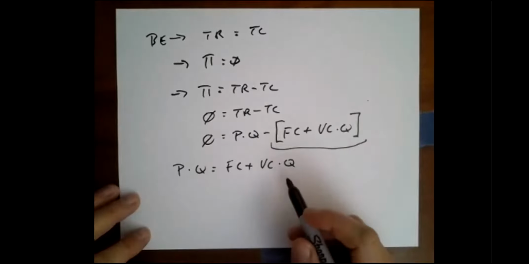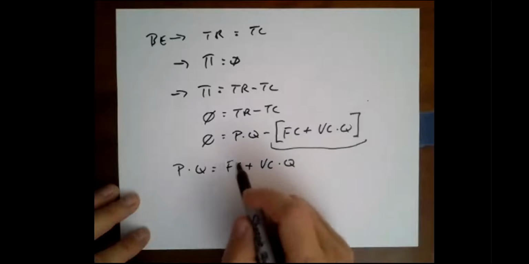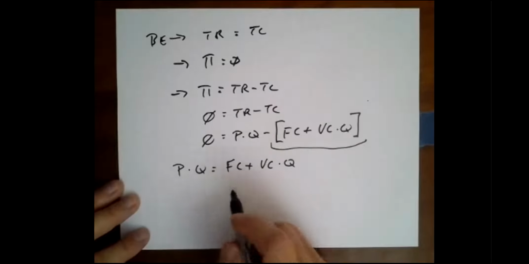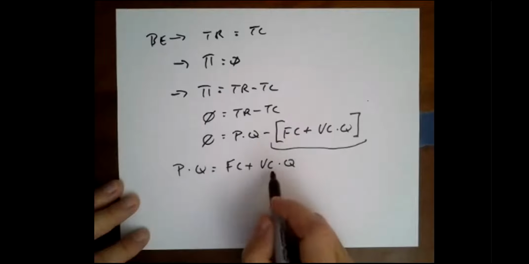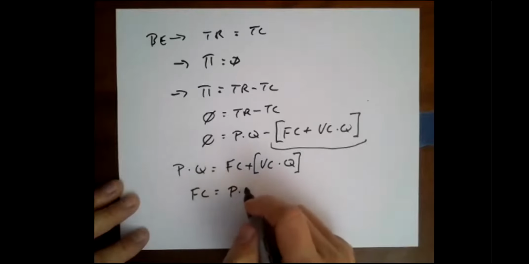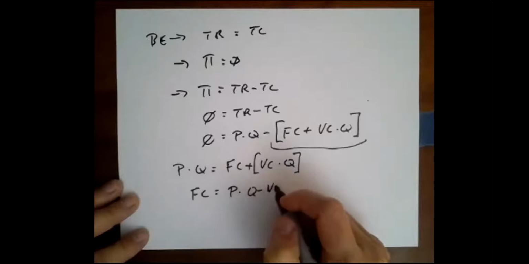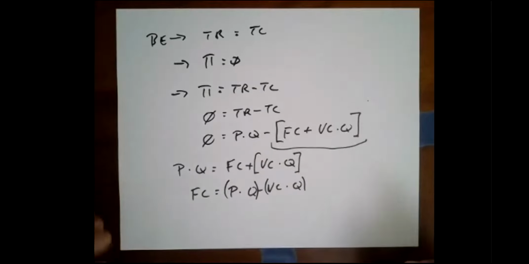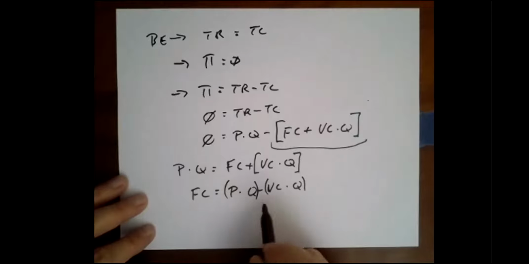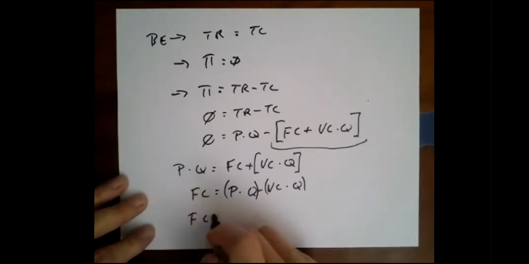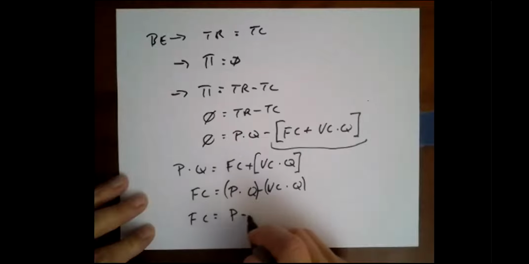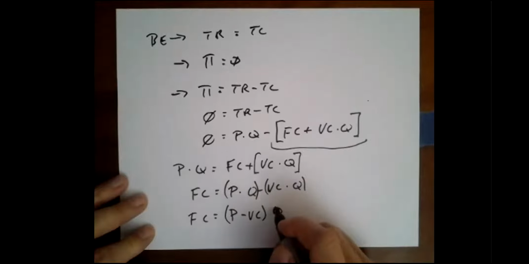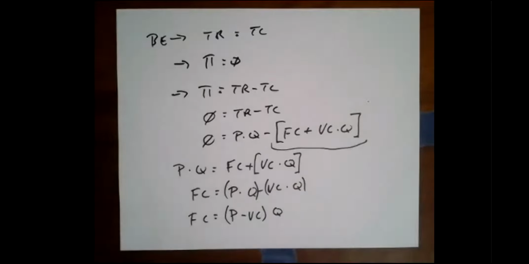And then we can isolate fixed cost by itself. And there'll be a reason for this in a moment. So I can subtract this term from both sides, and I would get fixed costs equals price times quantity minus variable cost times quantity. And you don't have to put these in parentheses, but you can. And then using simple algebra, I can pull quantity out, and I can say fixed cost equals price minus variable cost times quantity. All right, so I've done a bunch of manipulation.